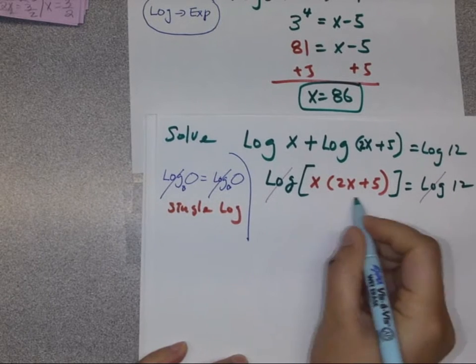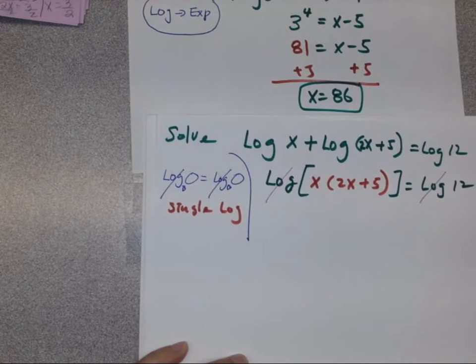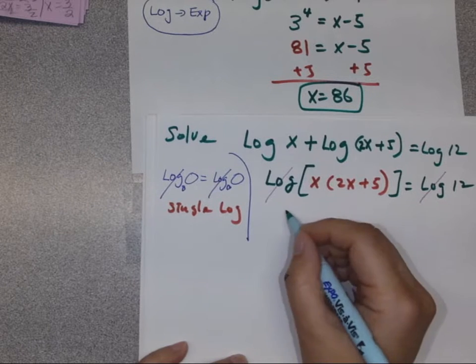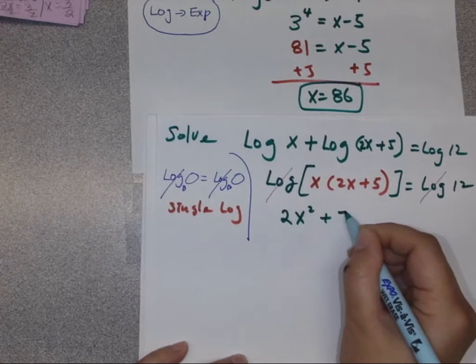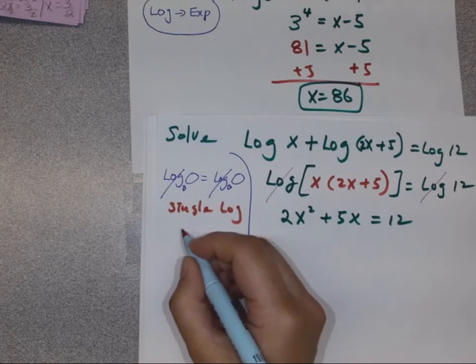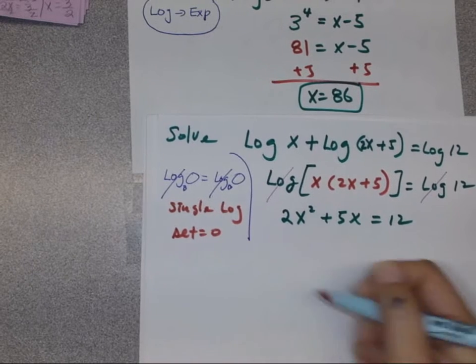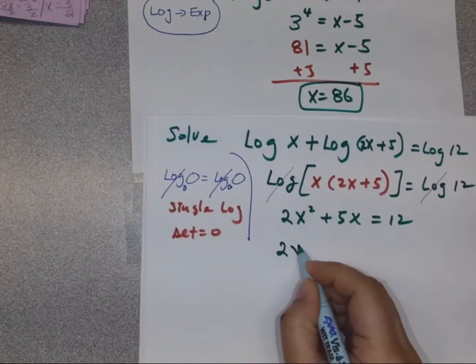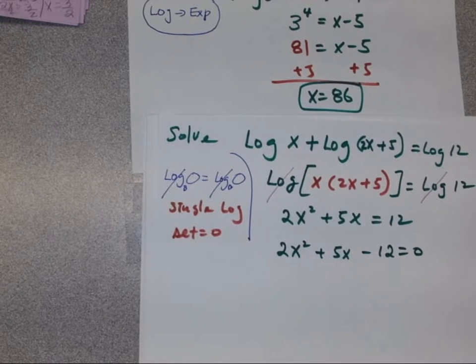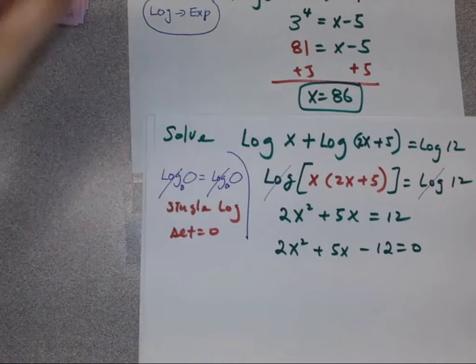Got it. So it's going to be multiplied. The left-hand side will give me 2x squared plus 5x equal to 12. And then I need to do what? Set it equal to 0. So 2x squared plus 5x minus 12 equal to 0. And this is what kind of function?